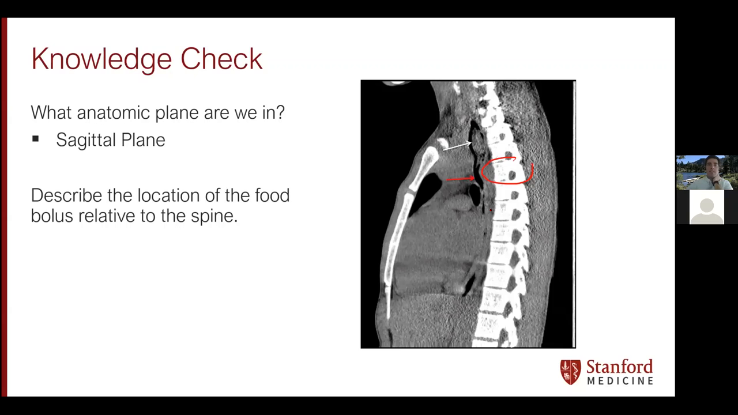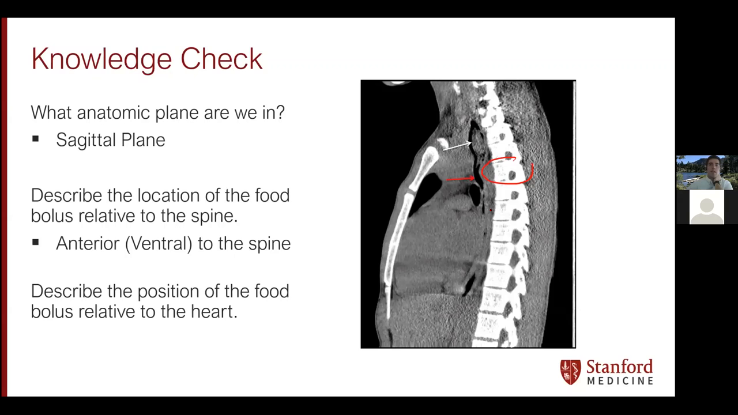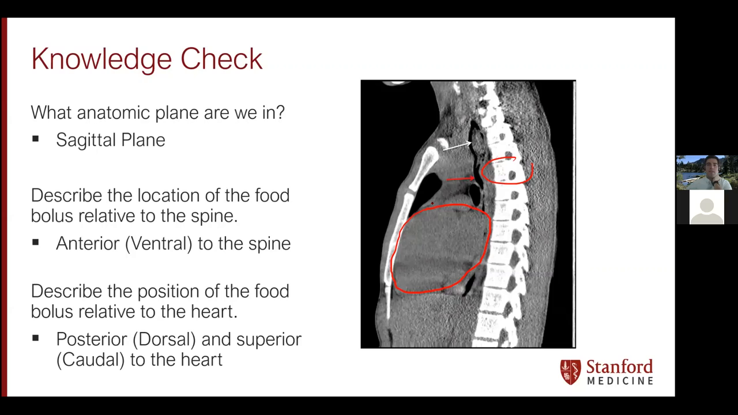Yeah, so that's exactly right. So this is anterior or ventral to the spine. And then describe it relative to the heart. And so the heart is this right here. So how would you describe it relative to the heart? Yeah, I think everyone got that absolutely right. So it's posterior or dorsal and superior to the heart.